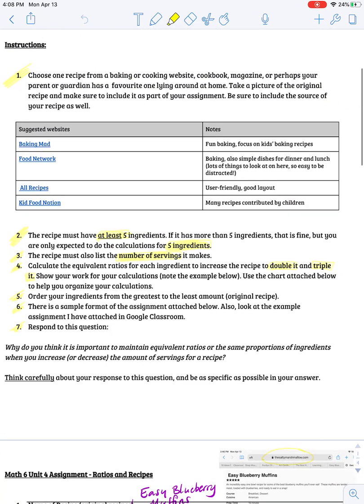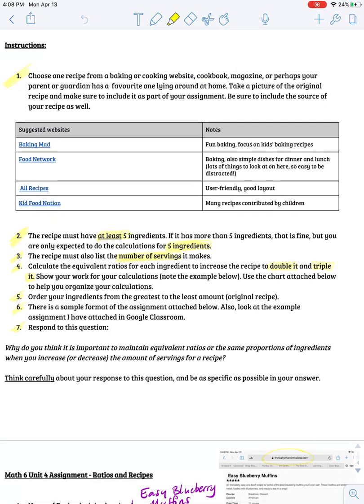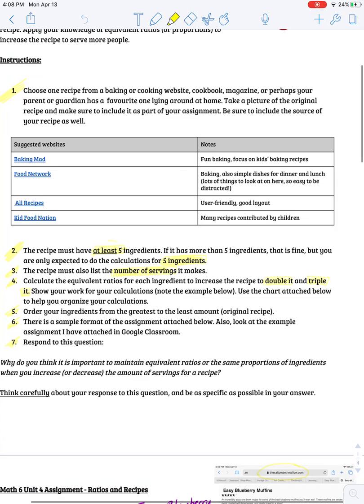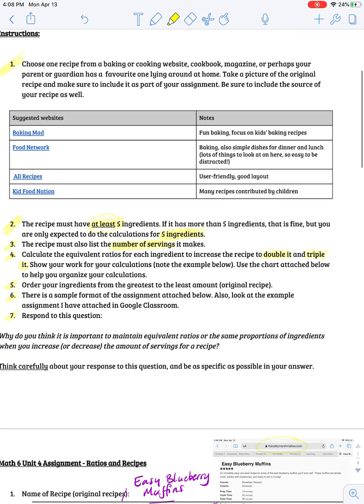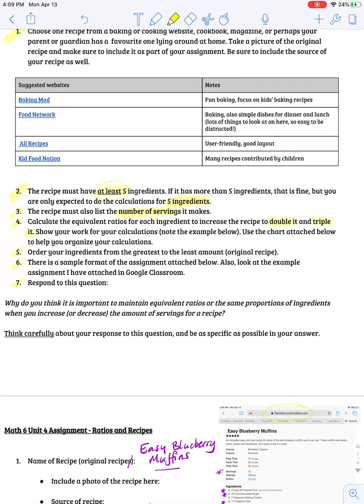okay, here we go. What you need to start off with is choosing the recipe, something that you enjoy, something hopefully that you've had before. These websites are suggested websites, so if you have a source that you'd prefer to look at, that's fine. It should have at least 5 ingredients, and remember, you're only expected to do the calculations for 5 ingredients. It has to list the number of servings. You also have to list the number of servings in the actual assignment, so make sure you can locate that.